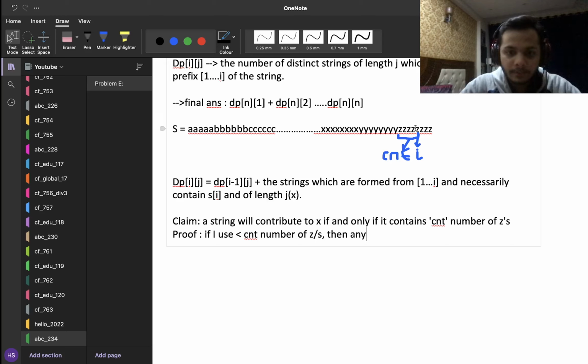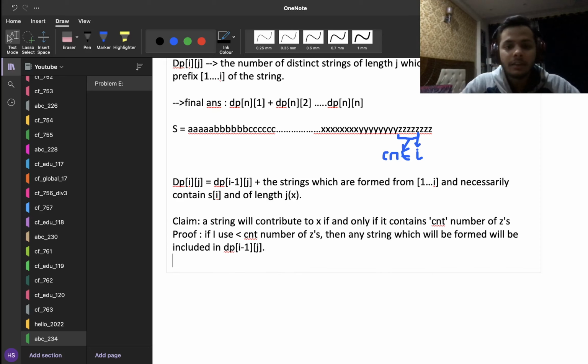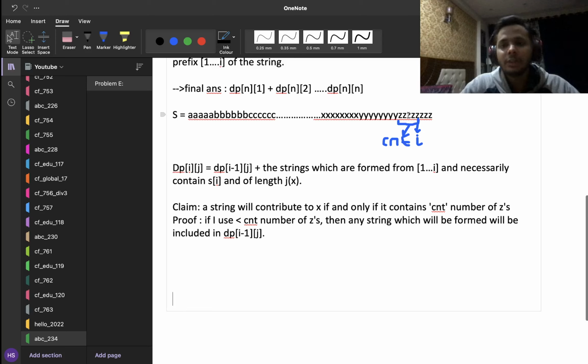then any string which will be formed will be included in dp of I minus 1, j, right? So yeah, if I don't use all the z's available to me, then that means I have already counted that string and that will lead to overcounting. So I need to avoid overcounting, and the way to do that is to use exactly count number of z's.